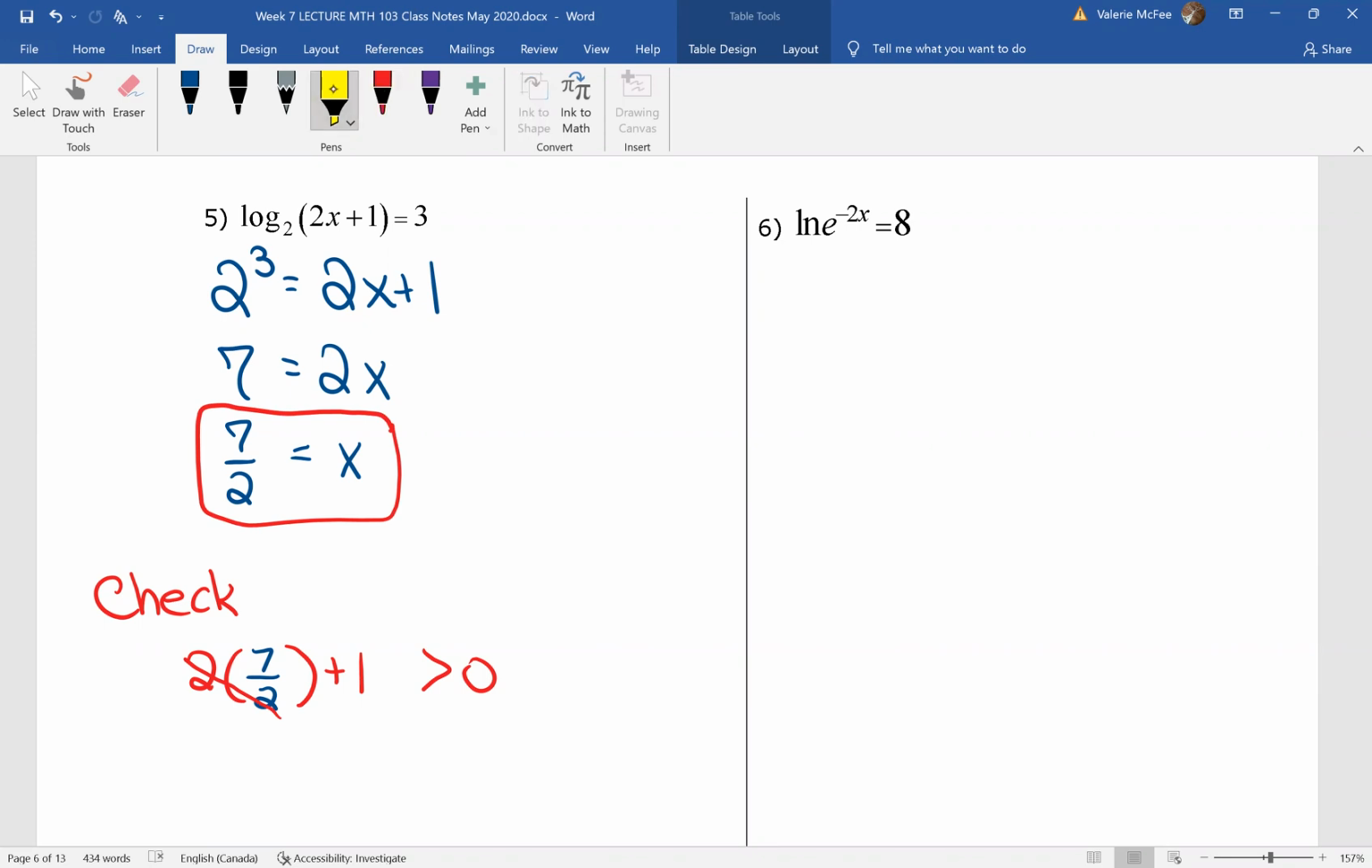I'm going to suggest whenever you see ln, the natural logarithm, that you replace it with log base e. We did a question like this in the last video. Give this one a try.